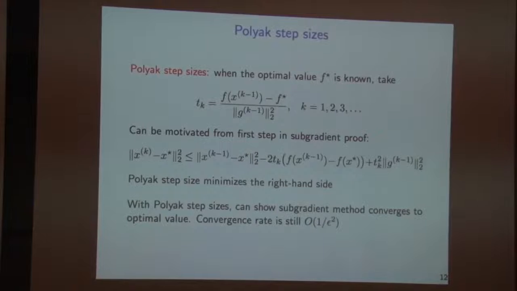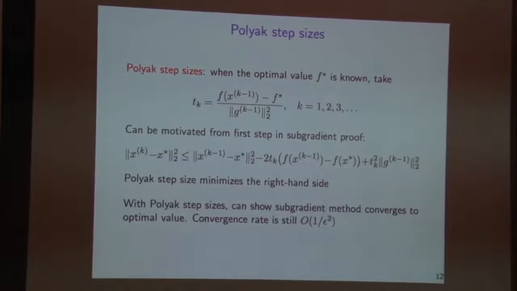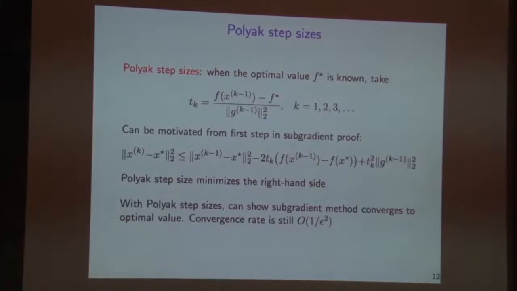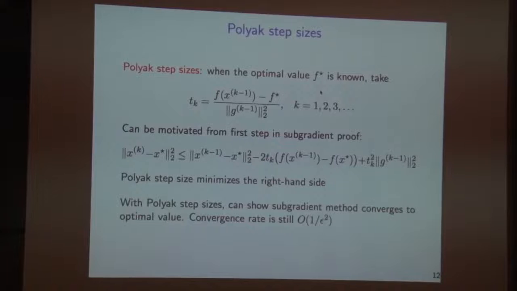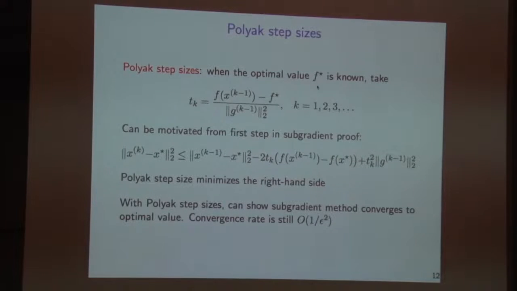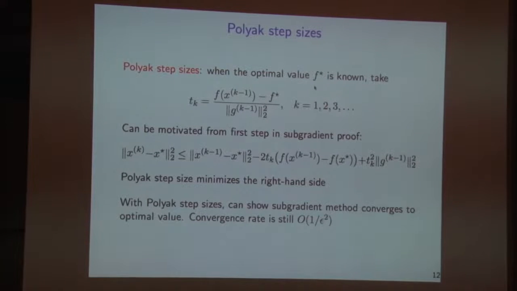I'm not saying we know the solution. That'd be different. Knowing the actual optimal solution would be kind of defeating. There'd be no reason to run subgradient method. But if we know what the criterion should be at optimality, that's a little different. That happens in some cases, and I'll show you a case in which that happens next time. If this is known, then we have a different choice of step size, and it looks like this.